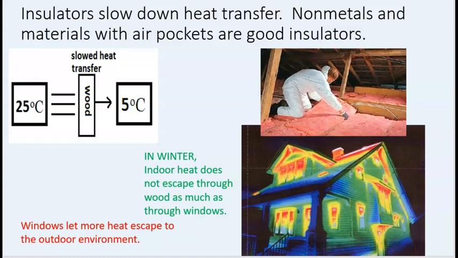Insulators are really good at slowing down heat transfer, and some nonmetals and materials with air pockets make really good insulators. We have a picture of the pink fuzzy stuff in your attic. That is insulation. That will help keep your home warm in the winter and cooler in the summer.